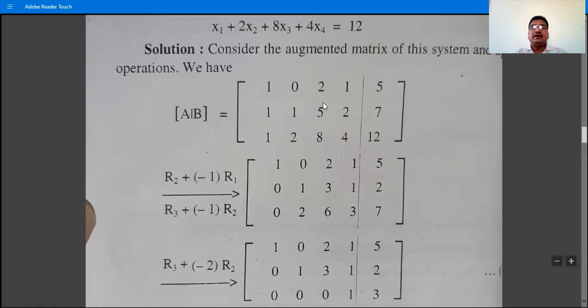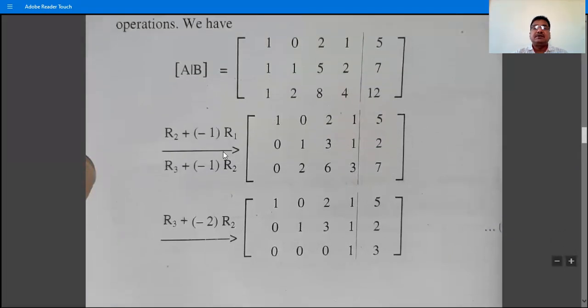Then we have to reduce this matrix to row echelon form by using elementary row transformations. So reduce this element to 1, already there is 1, so reduce these two elements to 0. The operations are R2 minus R1, or R2 plus minus 1 R1, and R3 minus R1, or R3 plus minus 1 R1. So we have 0 at this place, and the second row and third row change. This is the matrix after these two transformations.